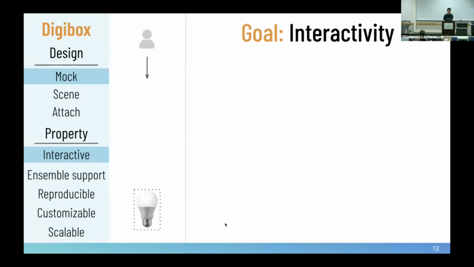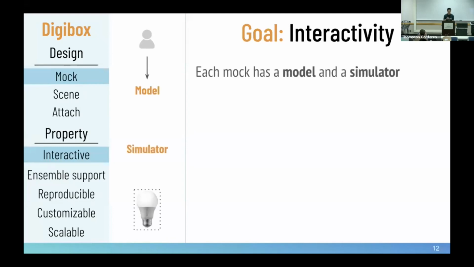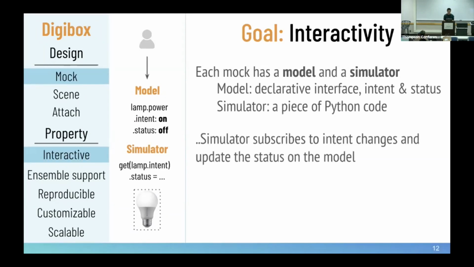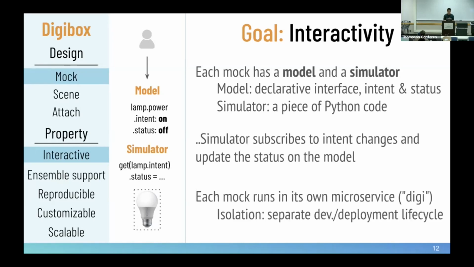Each mock has 2 components, the model and the simulator. The model is a declarative interface with key-value pairs describing the mock's desired and current states. The simulator watches for the model's changes, runs its simulation logic, and updates the model. And the simulator can also generate events, as we will see in a later example. Finally, each mock runs in its own microservice that can be added to the simulation independently from others.